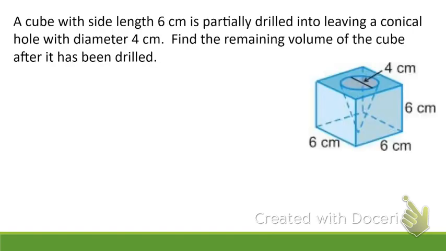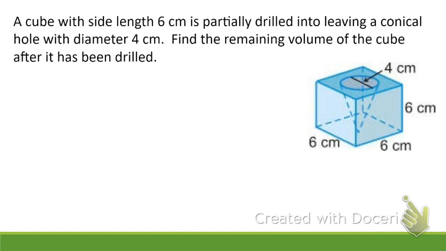Well, then there's a cone inside. So let's read this. It says a cube with a side length of 6 is partially drilled into, leaving a conical hole with a diameter of 4 centimeters. Find the remaining volume of the cube after it has been drilled.